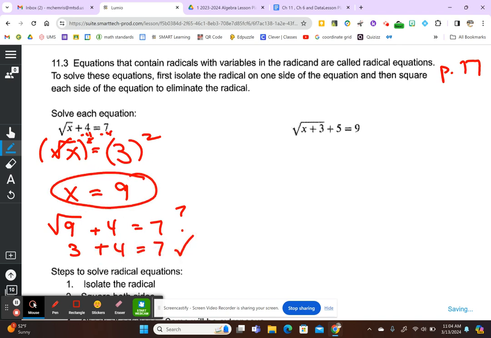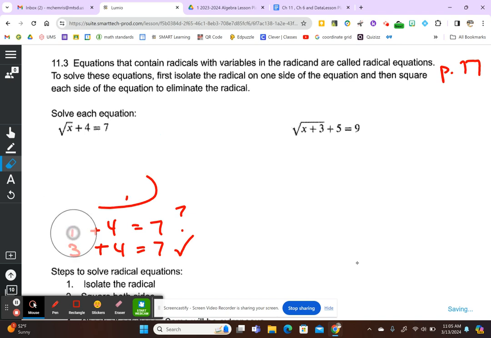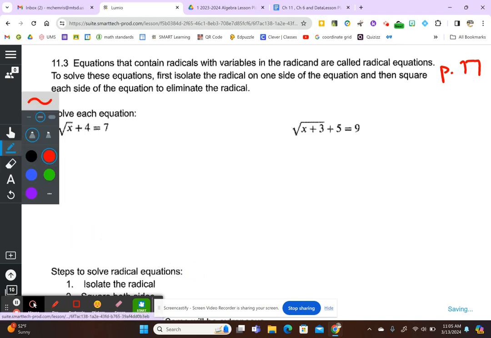Now, it's always important with radical equations to check your answer, because sometimes you get what are called extraneous solutions that even though you did nothing wrong, it won't work. So you always have to check your solution.